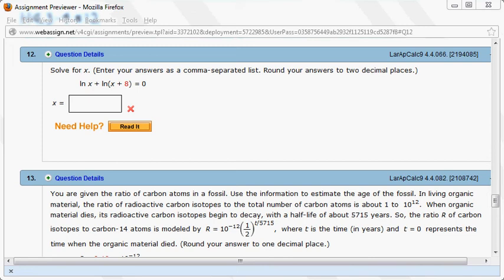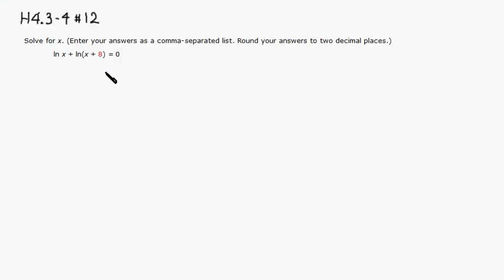Okay, let's look at homework 4.3, 4.4, number 12. We want to solve this equation involving a natural log. First, I'm going to put those two logs together. Addition outside becomes multiplication inside.